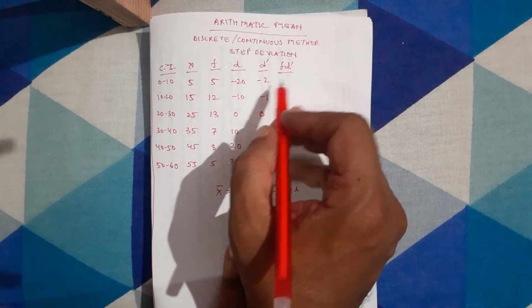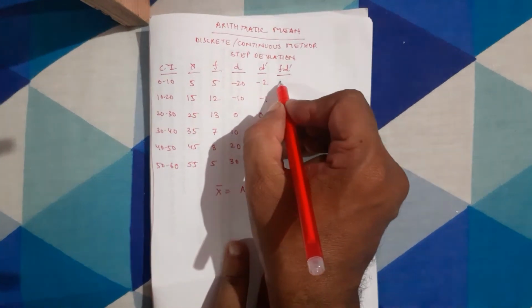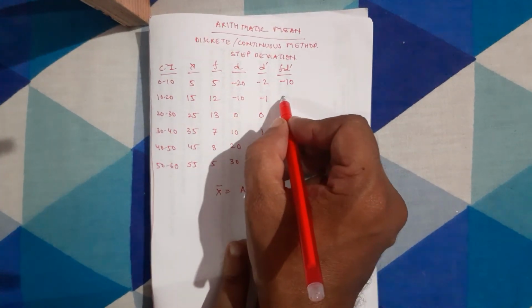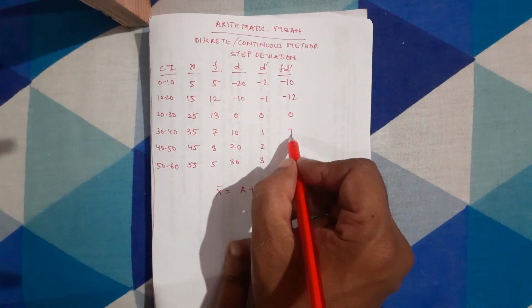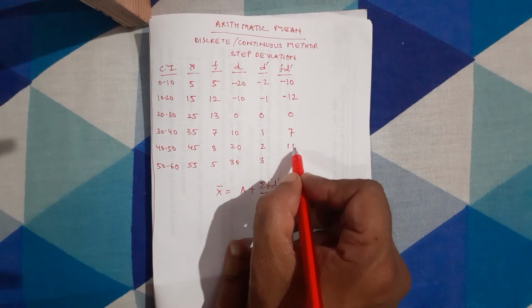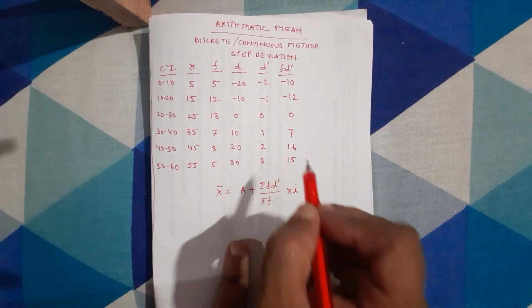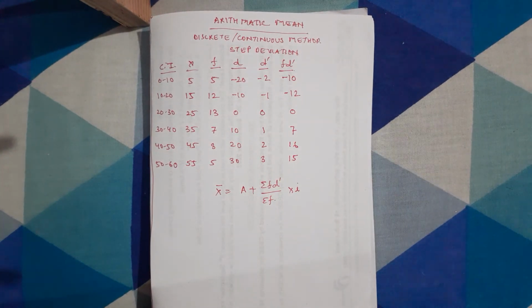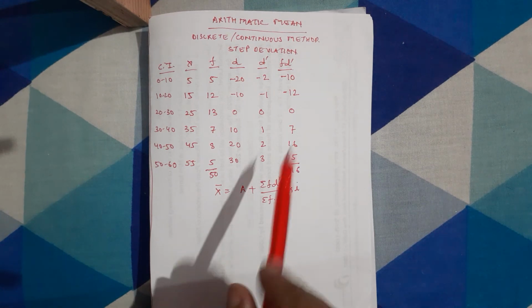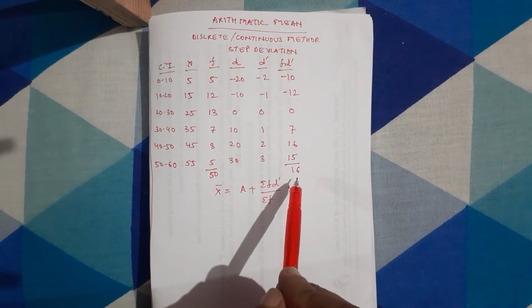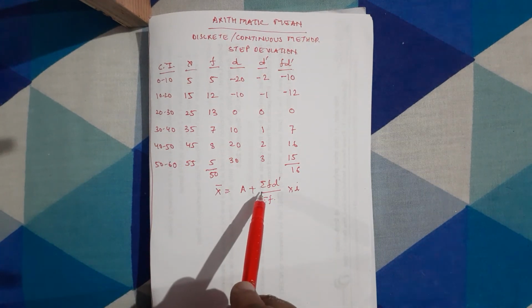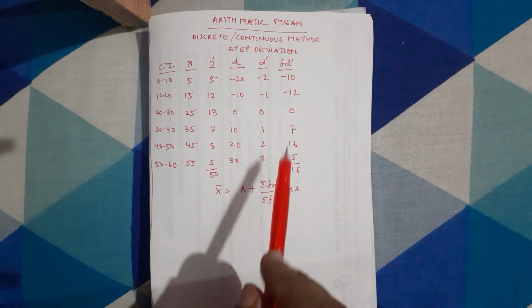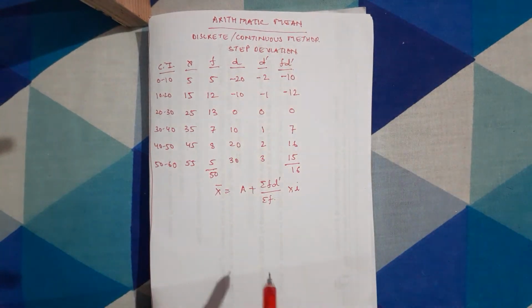Now f d dash, f into d dash, it is minus 10, minus 12, 0, 7, 16 and 15. So see, here the summation fd dash is 16. All the things we have to verify from the formula. Here the term is summation fd dash, so we have to make a column of fd dash.